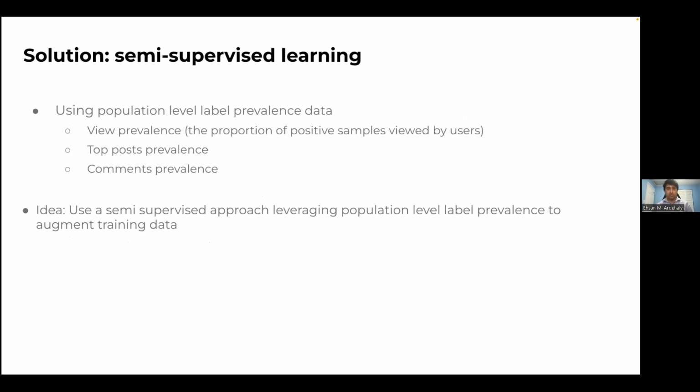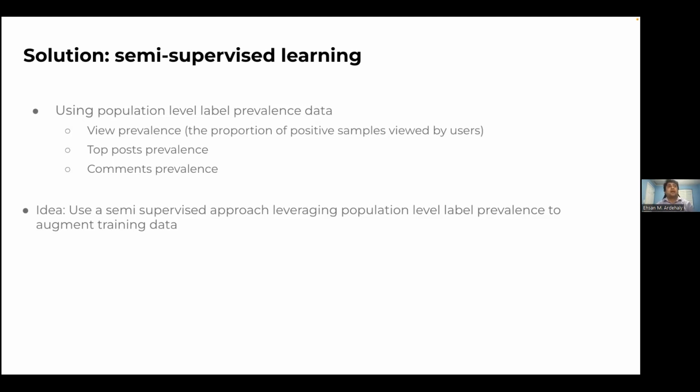So the solution that we want to propose today is basically a semi-supervised approach. We want to use population level prevalence data as leverage to deal with this bias. There are many ways to use this population level data. For example, we can use view prevalence. Basically, that means the proportion of positive samples viewed by the users. For example, if for some issue in social media 2% of users are exposed to that problem, that's population level data. Or top post prevalence, the posts that are at the very top in social media, or comments, the proportion of comments that users are exposed to that have issues in social media.